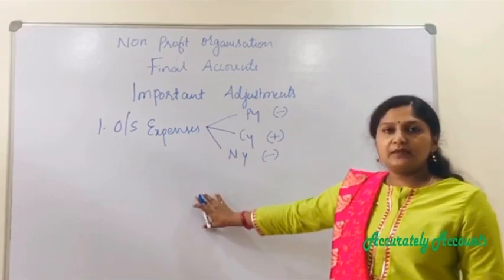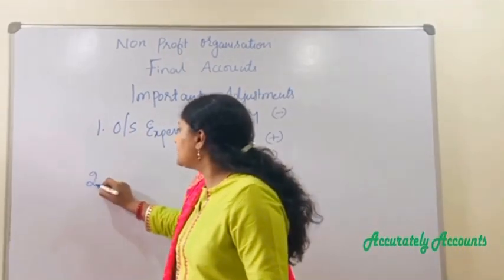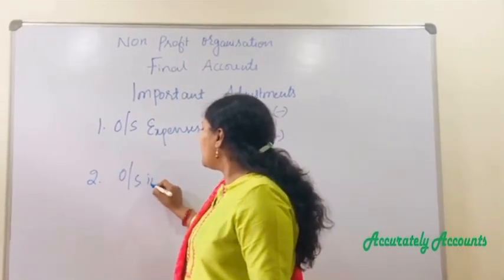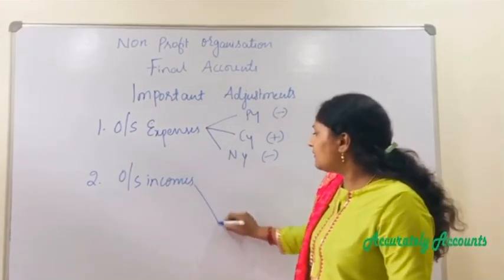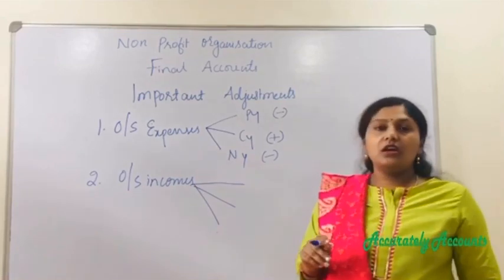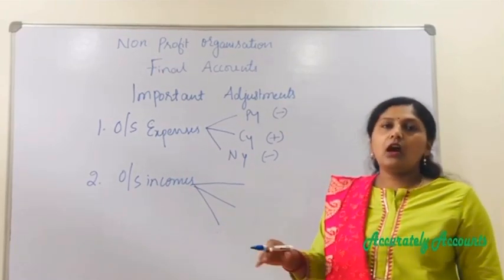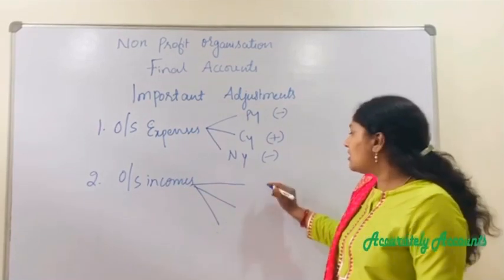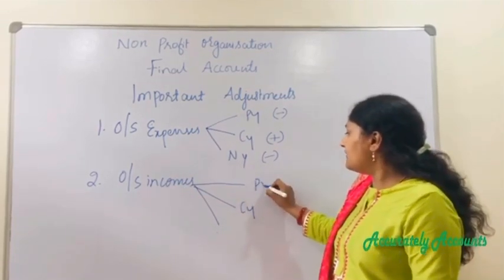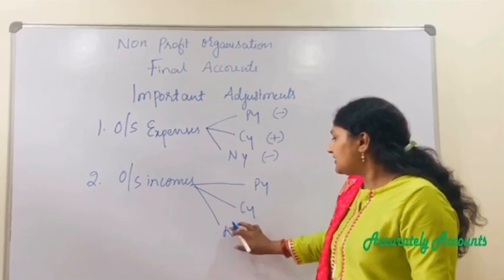After the outstanding expenses, the second important adjustment is outstanding incomes. Even for outstanding incomes, we can find 3 different years, or generally the adjustment related to outstanding incomes will be given for 3 different years. So current year, previous year and next year.